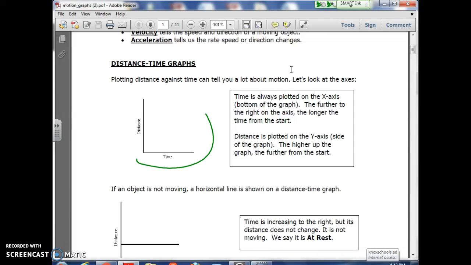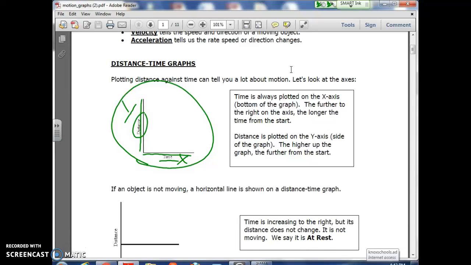You look at this graph, which is on the front page of your packet. You need to know your two axes. So you have the y and the x. I'll give you a second so you can figure out what those are. So hopefully you know that the up and down axis is the y, and the left and right is the x. And notice what's on our x-axis. It's time. What's on our y is distance.